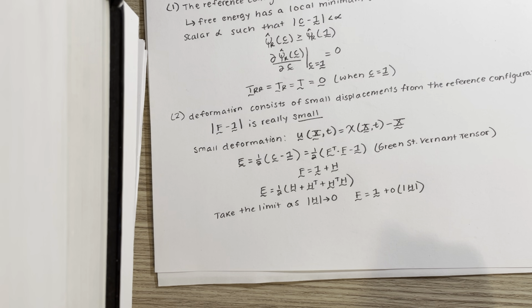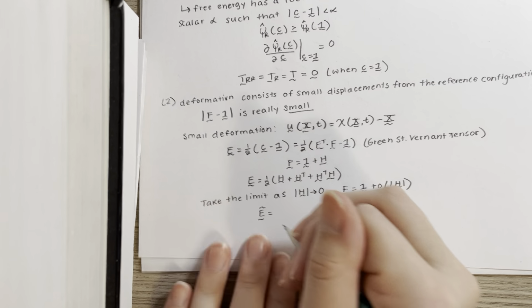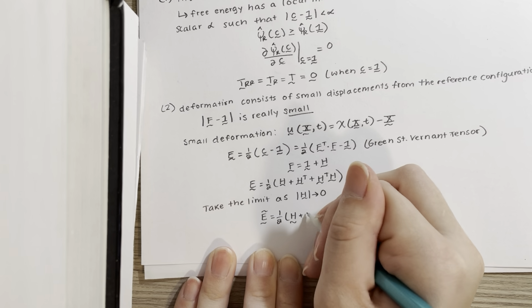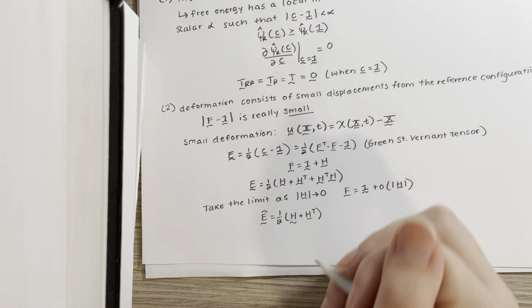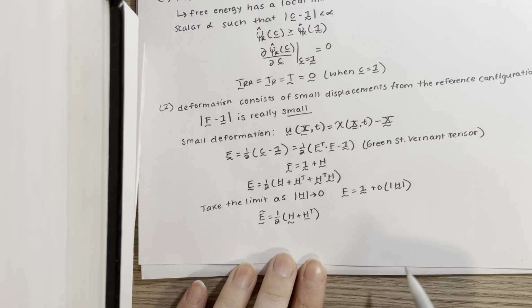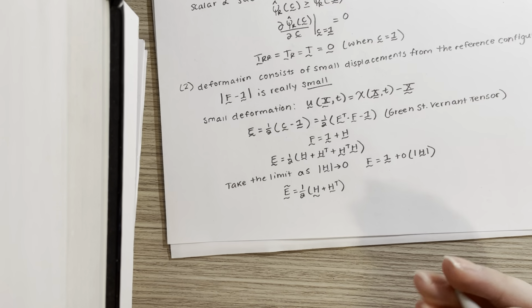So then, as we take our limit as H approaches 0, we also have our infinitesimal strain, which is equal to 1/2 (H plus H transpose). And so these equations will come in handy in just a bit when we start deriving our governing equations.